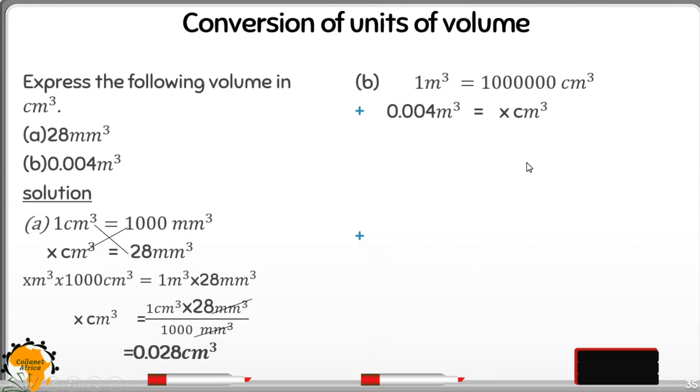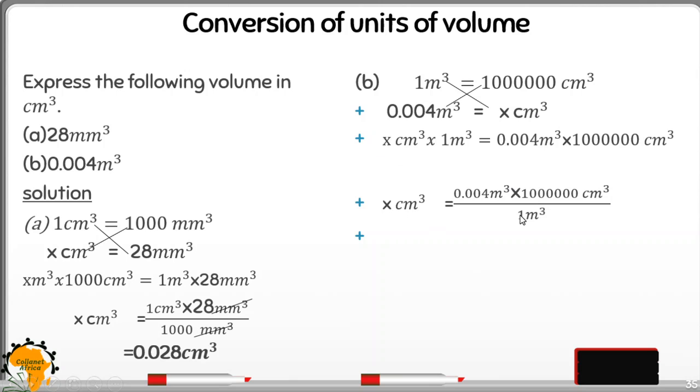We are converting 0.04 cubic meter. Remember, now we start with the equivalent, then we cross multiply. After cross multiplication, we have this x is being multiplied by this, then 0.04 is being multiplied by 1 million. To get the value of x here, which is our unknown, we divide through by 1 cubic meter. After dividing, we cancel the units that are similar. So we are left with only one unit on this side, so that now we have that our x is equivalent to 4000 cubic centimeter.